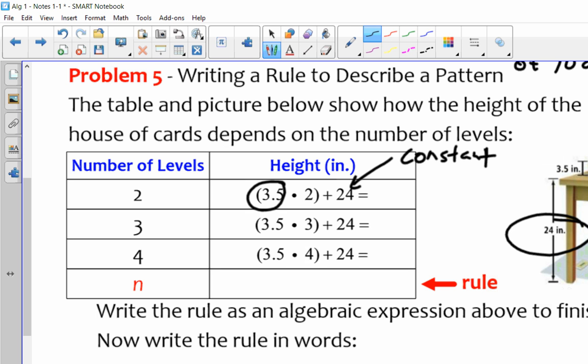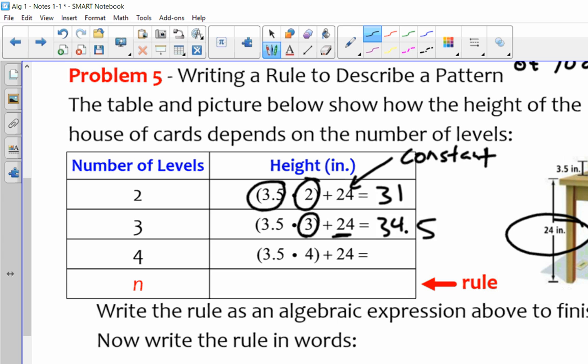So let's do some math together here. I've got 2 levels, so that's where this 2 comes in from. So 2 times 3.5 is 7. And then 7 plus 24, for the table, gives me 31. Okay, so I built that. Now I'm going to put another level on it. How tall is it going to be? Well, now it's the 3rd level. So 3 times 3.5 gives me 10.5. And 10.5 plus the table gives me 34.5.